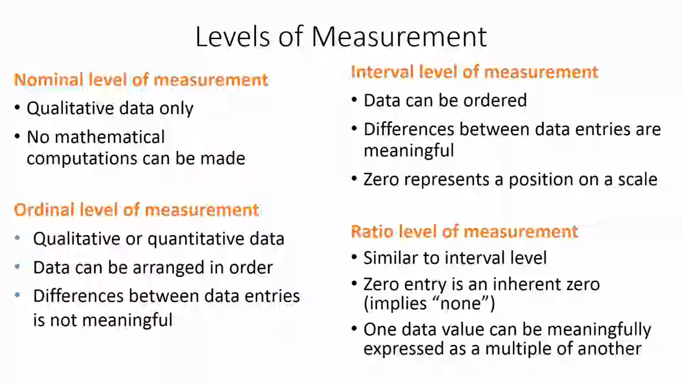And the ratio level is everything that interval has, except that 0 does actually mean none. And because of that, one value can be expressed as a multiple of the other. Now let's look at an example where we classify the different kinds.